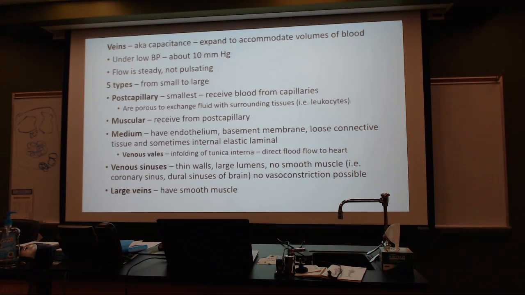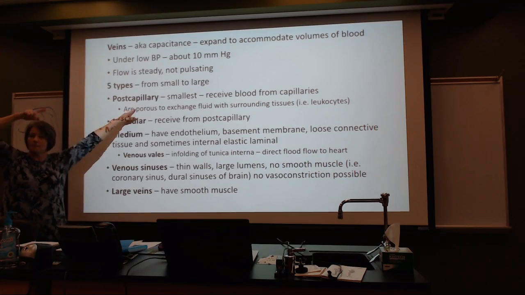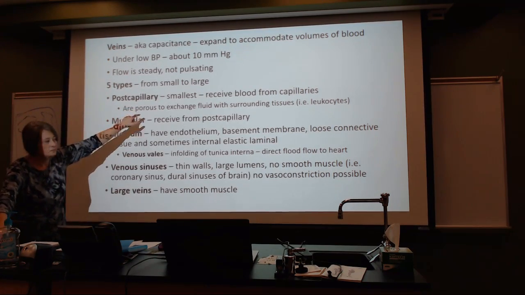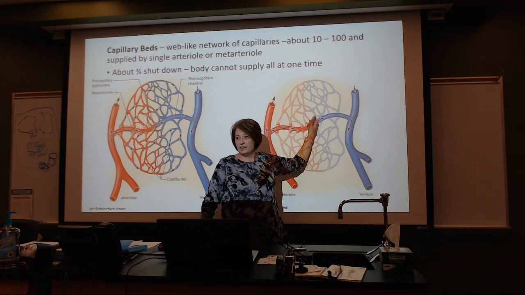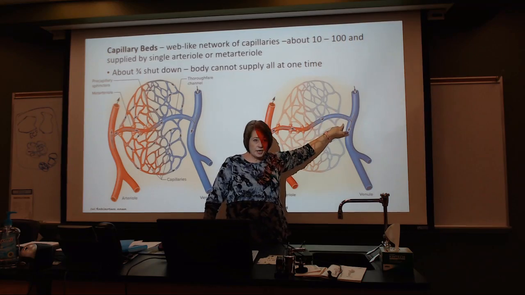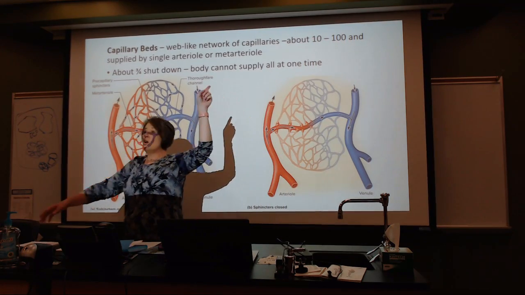So, under the veins, there's five types. We're going to go from the area where my arteries meet the veins in the capillaries. At that level of the capillary, we're going to find we've got our post-capillary vein. We're going to see venules, post-capillary. So we're starting at the smallest level and working our way back to the heart.